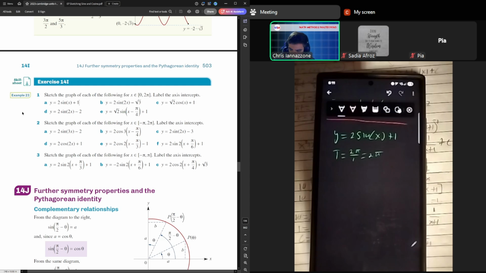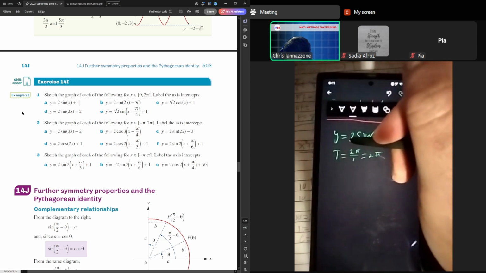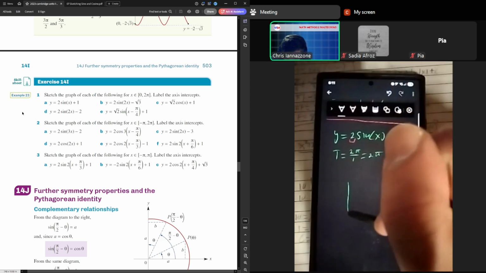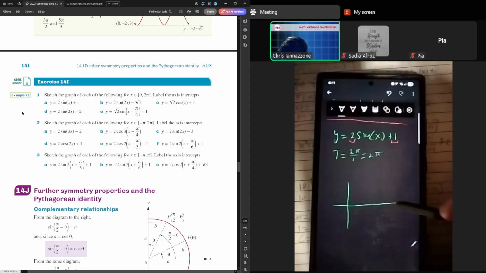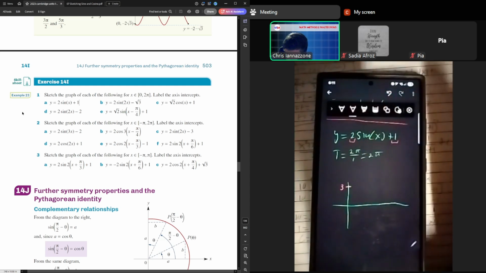Peak is going to be 3, yeah, because of the 2 plus 1. That's good. So it's always whatever this is, plus or minus whatever that is. So yeah, peak's going to be 3. What else?